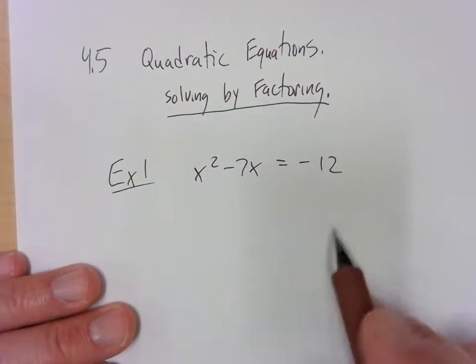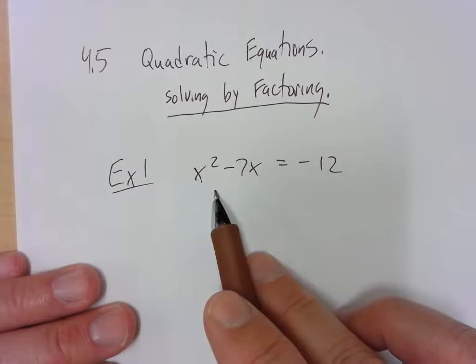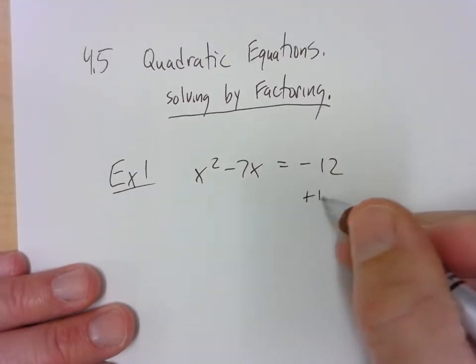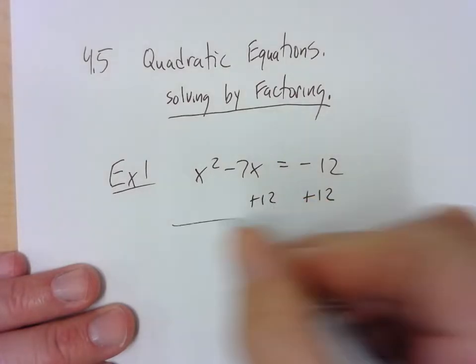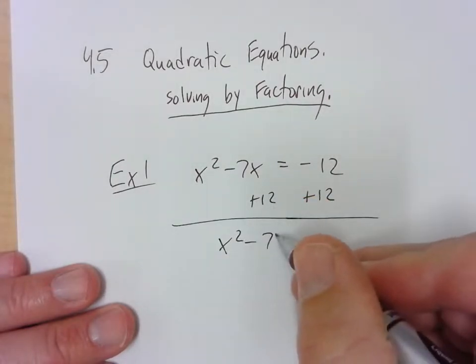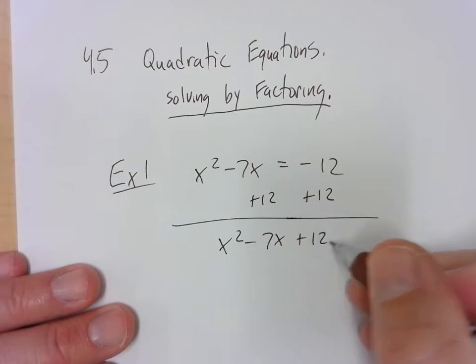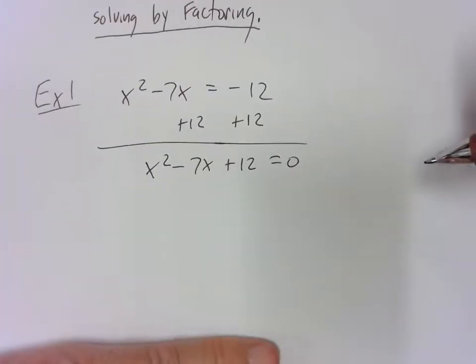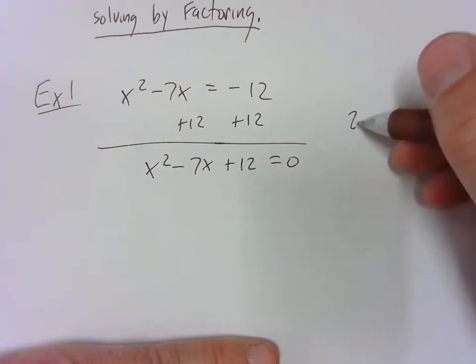What we want to do is we make this quadratic look like standard form. And I can do that by adding the 12 over. But more importantly, we are setting the quadratic equal to 0. When I set the quadratic equal to 0, I can do something called the zero product property.